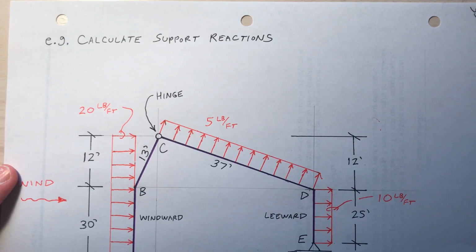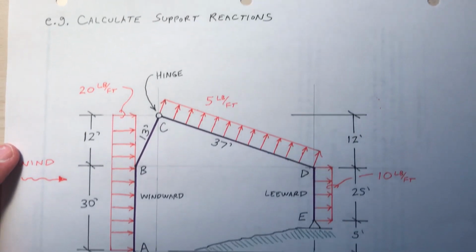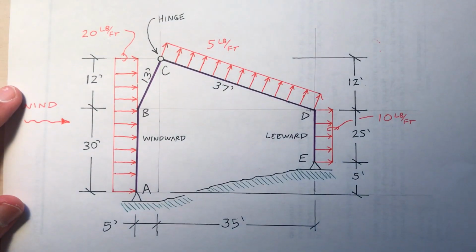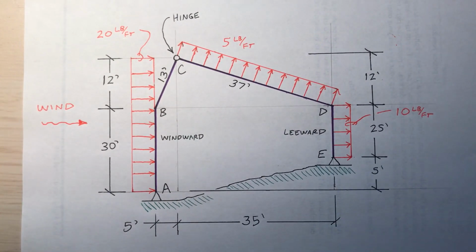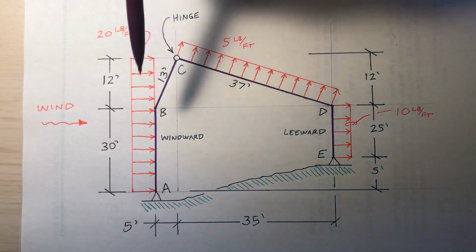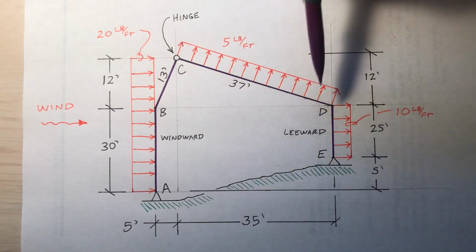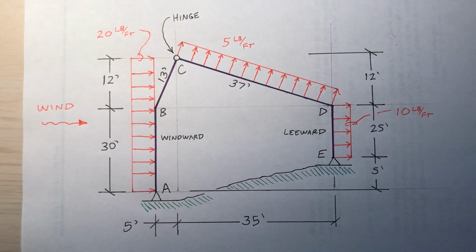Okay, calculate support reactions. Let me move this up a little bit so you can see this. Okay, calculate the support reactions of this. So it looks like I've got a gable roof here. A gable roof just means two sloping sides.